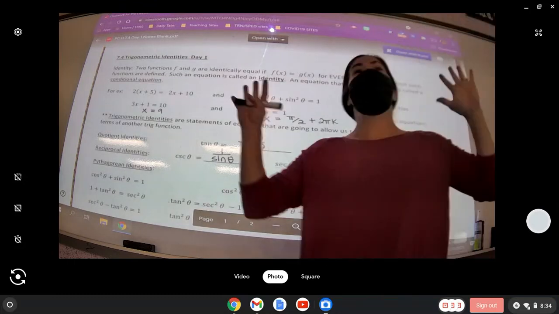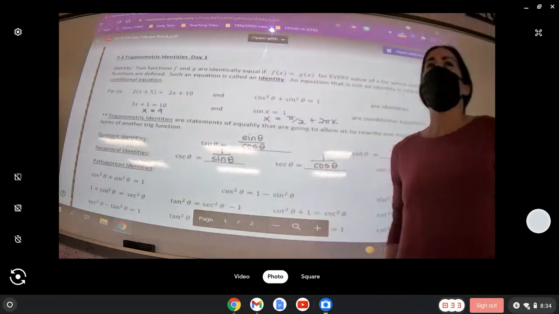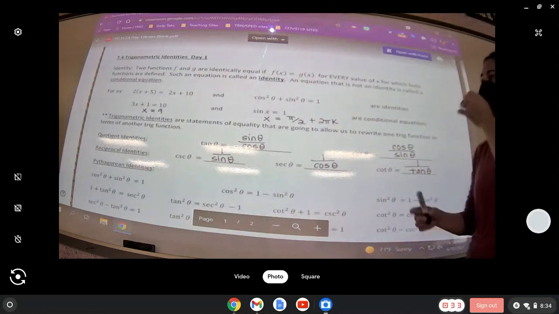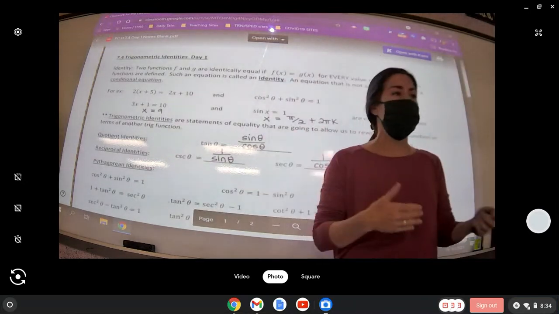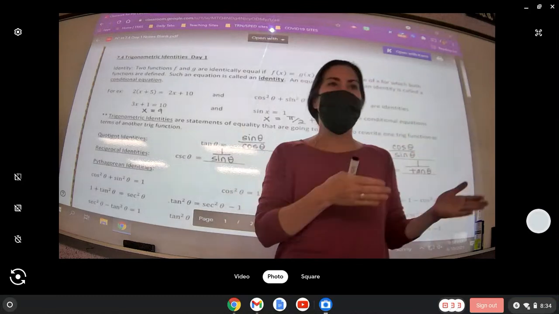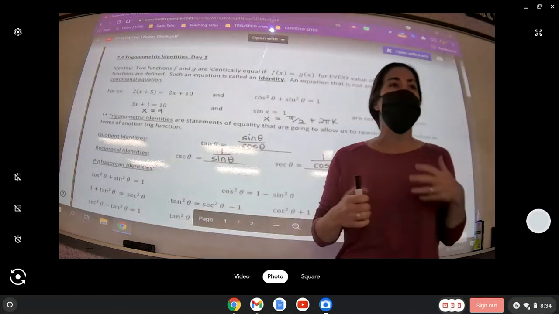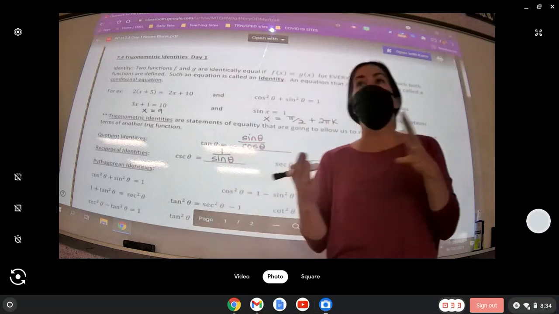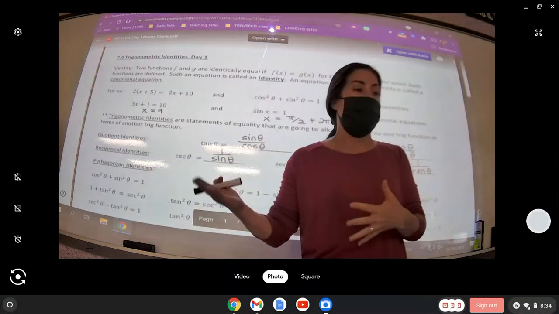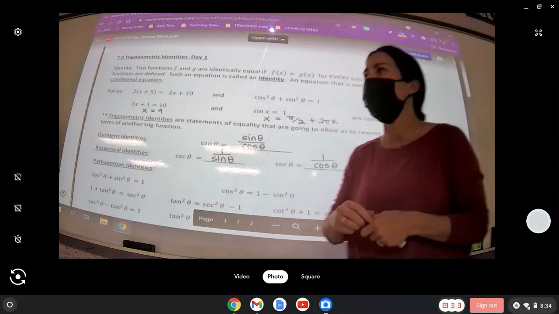All right, here we go, guys. This is it. This is the last section. This is section 7.4 on trigonometric identities, which I've already shown you, these statements of equivalence. We're just going to be able to use them now to simplify trigonometric expressions or to verify that something is actually true and equivalent, okay?